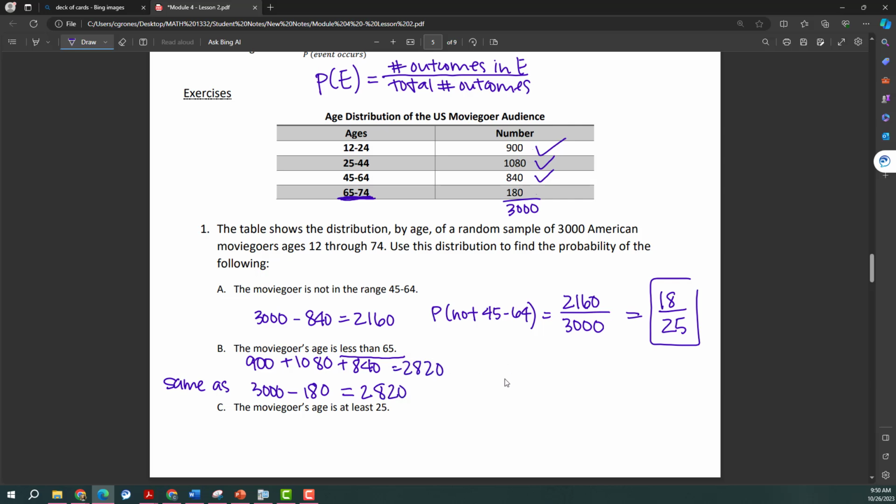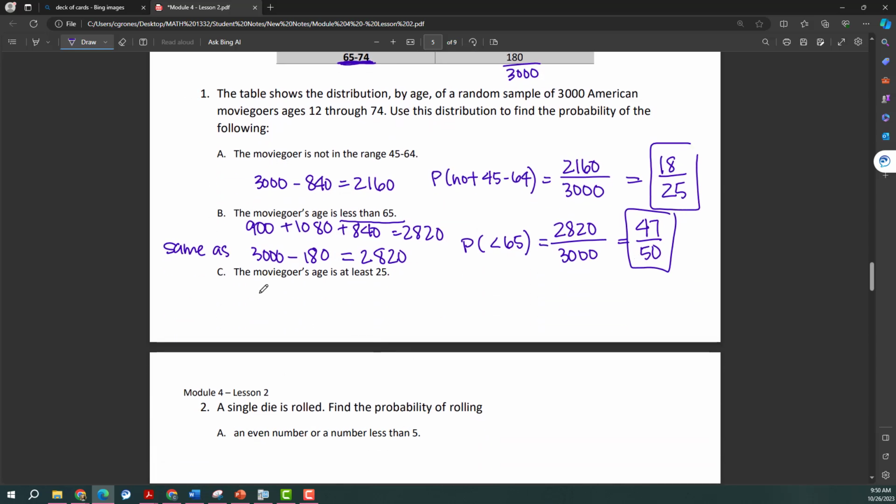2820. So our probability of being less than 65, we have 2,820 out of those 3,000 people, and that reduces to 47 over 50. All right, the last one is the moviegoer's age is at least 25. So this one I want you to think about, and don't confuse yourself. So at least 25. That means that we are looking at moviegoers who are 25 and up.